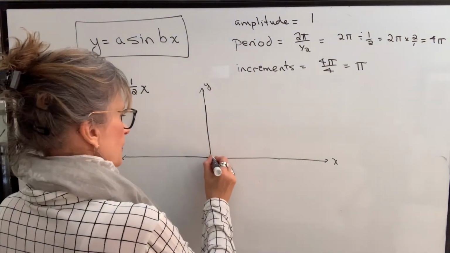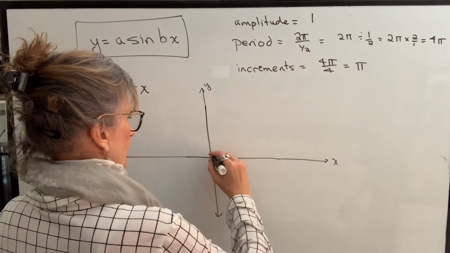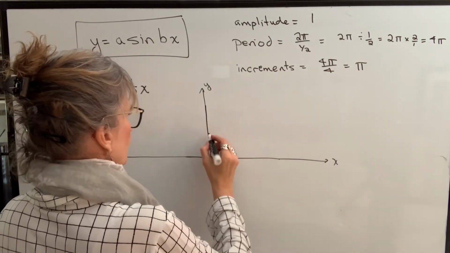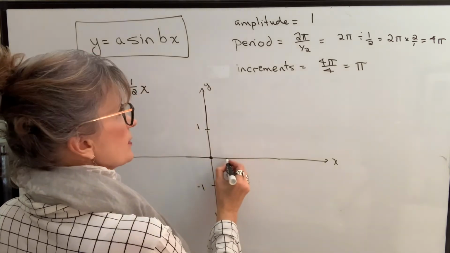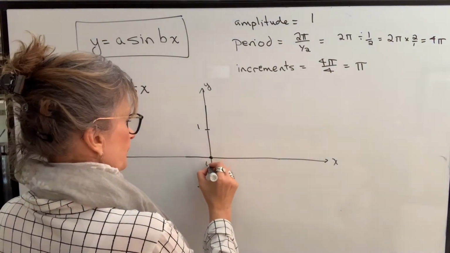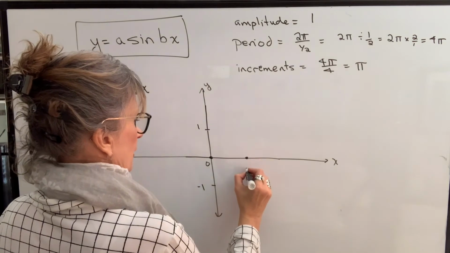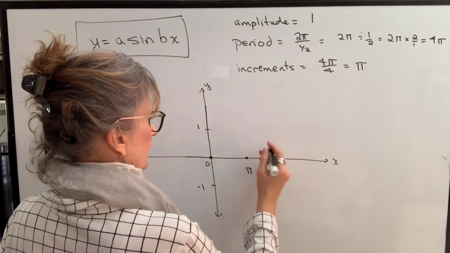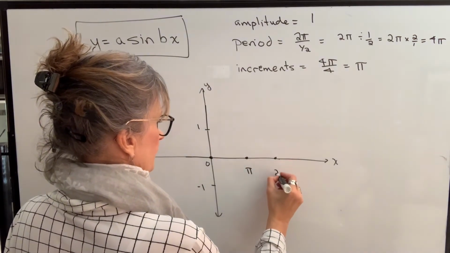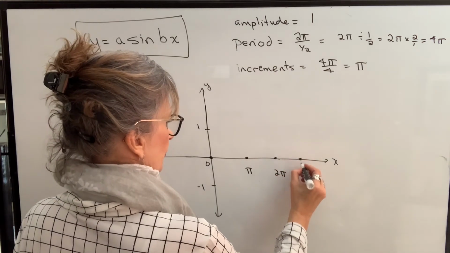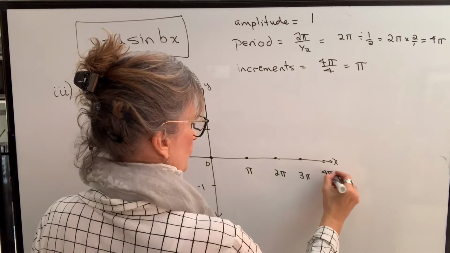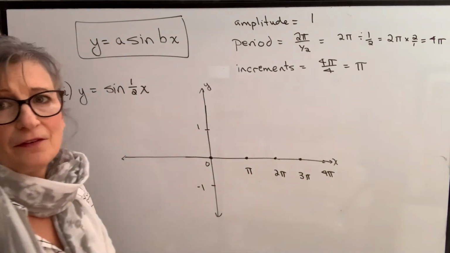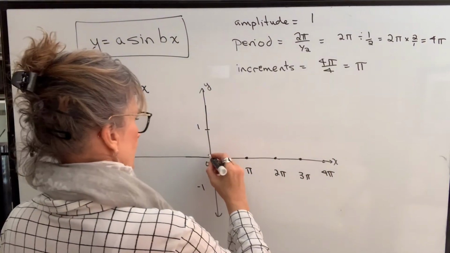So my graph starts here and goes to a value of 1, value of -1. My points are going to be 0, pi, add another pi gives me 2 pi, add pi again is 3 pi, and 4 pi. So those are my 5 key points. This is what my graph would look like.